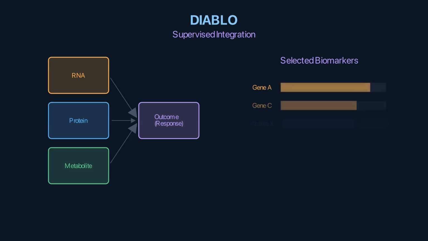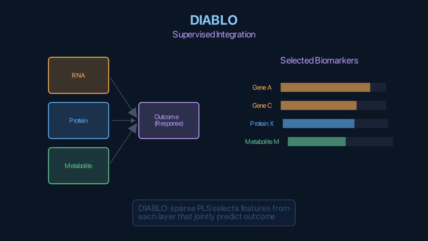DIABLO uses sparse partial least squares to select a small number of features from each omics layer that jointly predict the outcome. The result is an integrated biomarker panel, a combination of genes, proteins, and metabolites that together predict treatment response better than any single layer alone.